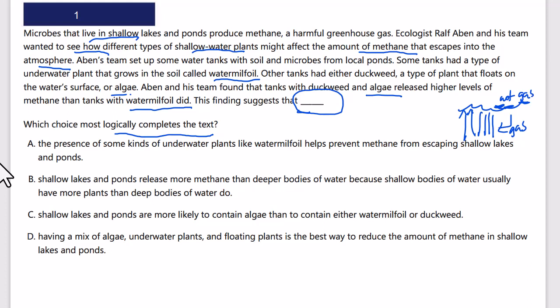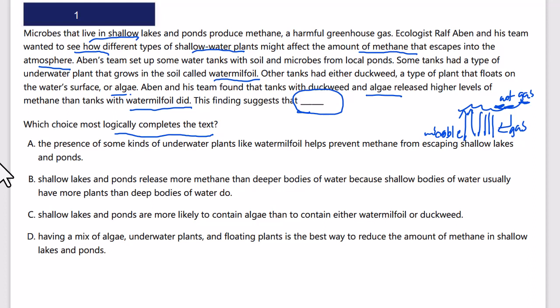Okay. Such and such found that tanks with duckweed and algae release higher levels of methane than tanks with water milfoil. This finding suggests that milfoil underneath the water actually captures more of the methane gas that gets released from the microbes. So the microbes are down here, I assume. So the presence of some kinds of underwater plants like milfoil helps prevent methane from escaping shallow lakes and ponds.